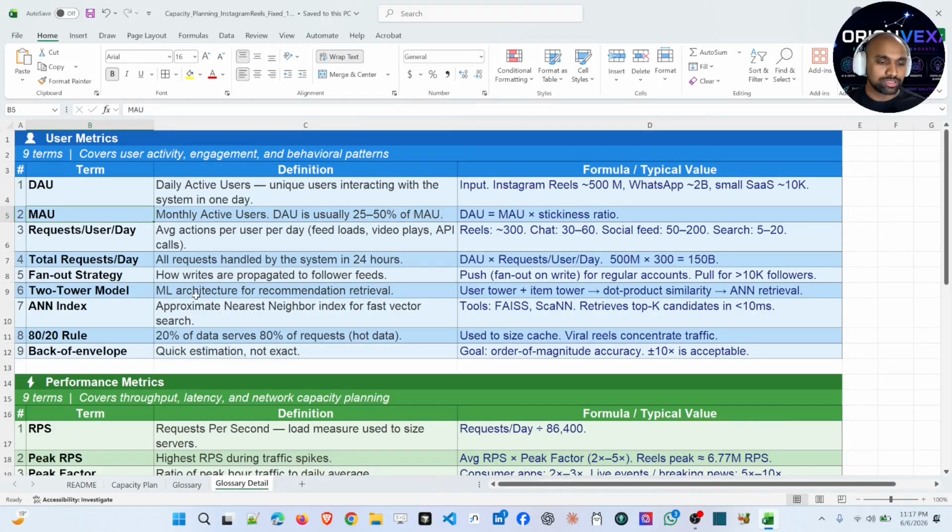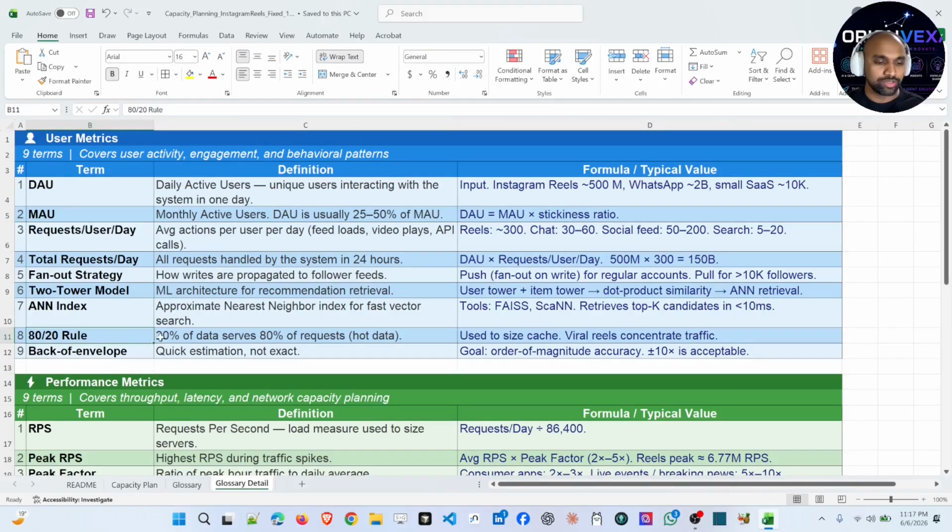Then the two-tower model, that is a machine learning architecture for recommendation retrieval: user tower plus item tower. We calculate the dot product or similar similarity. That is ANN retrieval. ANN here is not artificial neural network, it's approximate nearest neighbor. The next one is the ANN index, an approximate nearest neighbor index for fast vector search. Tools we use are FAISS or ScaNN, to retrieve the top K candidates in less than 10 milliseconds.